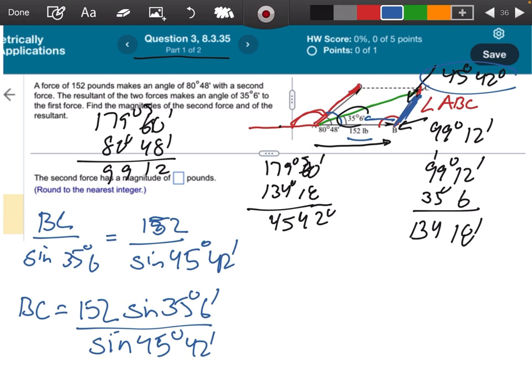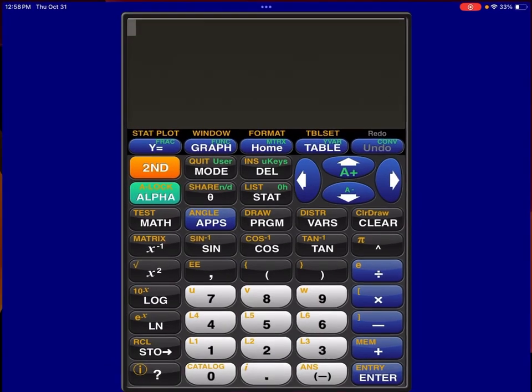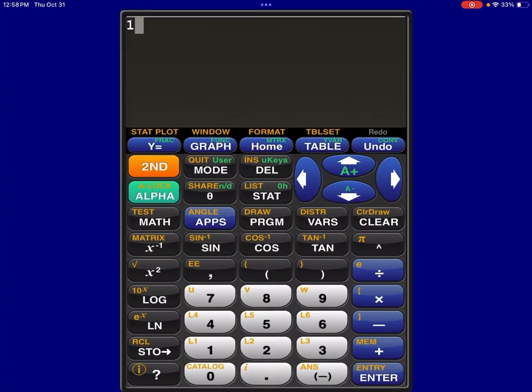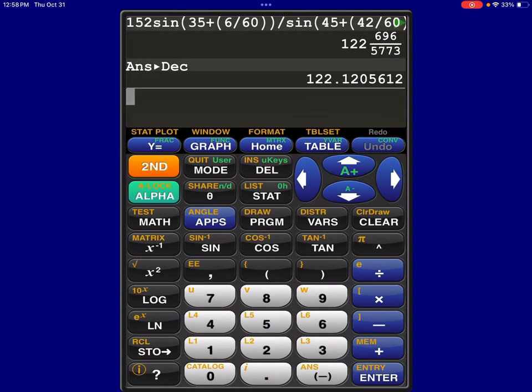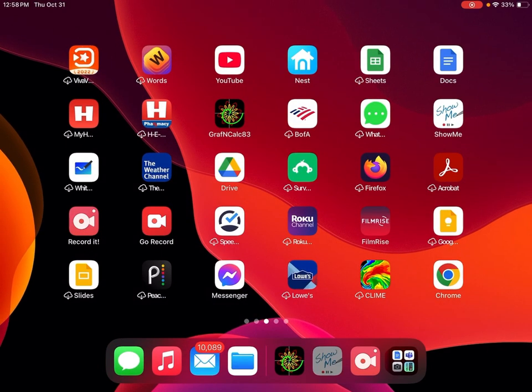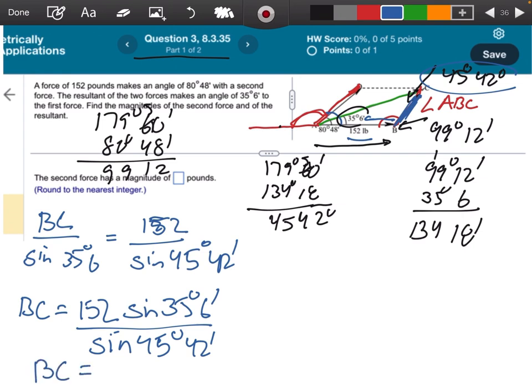So I'm going to take my calculator so that I can do this calculation, okay? Let me clear everything. I'm going to type in 152 sine of 35 degrees plus 6 minutes, so that's 6 over 60, divided by the sine of 45 degrees plus 42 over 60, okay? And I'm going to convert this to a decimal. I'm coming up with 122. So for my value for BC, I'm coming up with 122, okay?